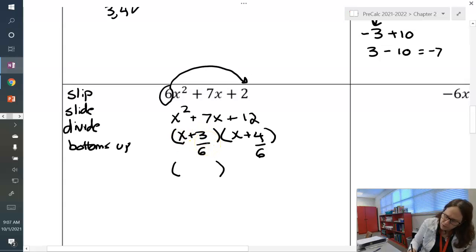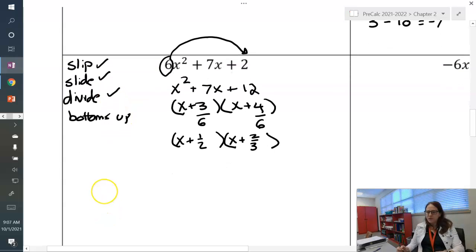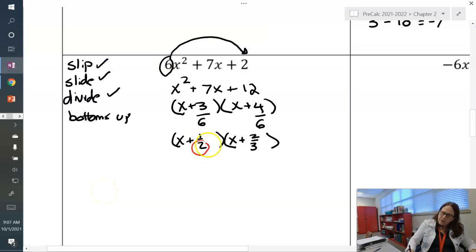The 3 over 6 reduces to 1/2, so I get x plus 1/2. My x plus 4 over 6 reduces to x plus 2 over 3. Now, if when you do the divide you end up with a whole number, that's fine, just leave it alone. However, if you end up with fractions like I did, we're going to do what's called bottoms up. Take the bottom, the denominator, and slide it in front.